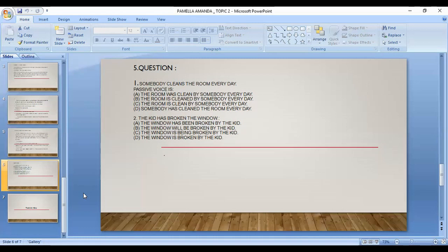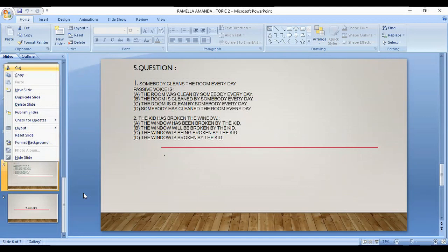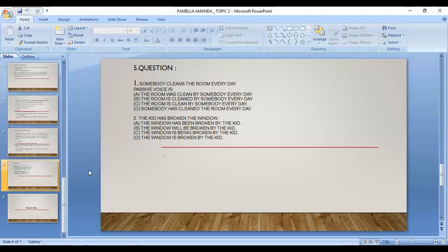Can anyone answer the questions above? I will answer question number one. Somebody cleans the room every day. Passive voice is B: the room is cleaned by somebody every day. Thank you. Okay, thank you. Nuri will answer question number 2. The kid has broken the window. The answer is A: the window has been broken by the kid. Thank you.